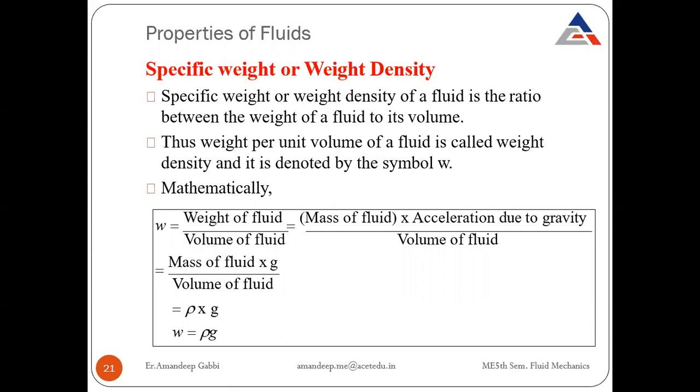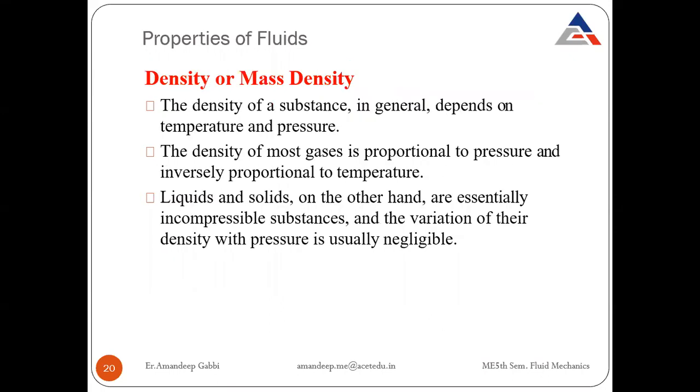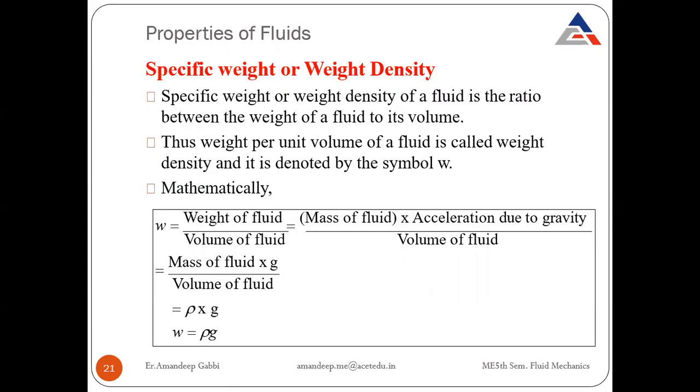Earlier we did density, or mass density. Now we are doing specific weight, or weight density. This is the difference between these two terms: mass density and weight density. The weight per unit volume of the fluid is called weight density, and it is denoted by the symbol w. w is the weight of the fluid divided by the volume of the fluid.